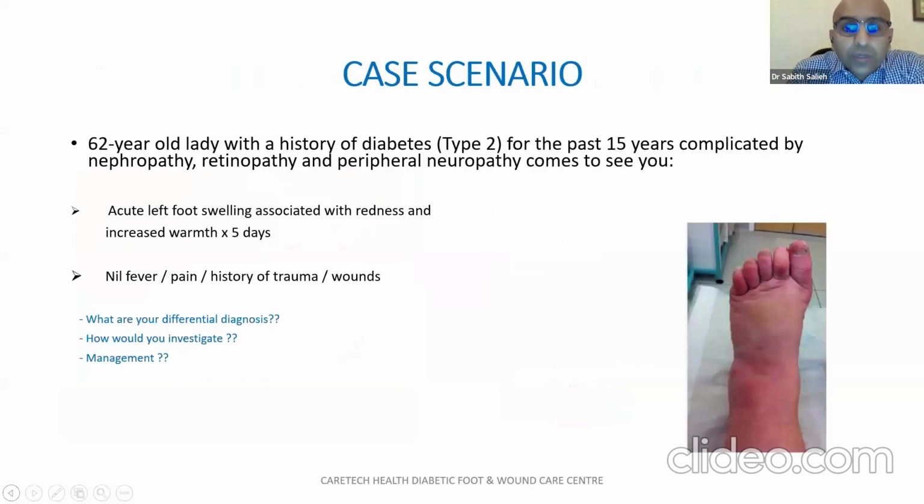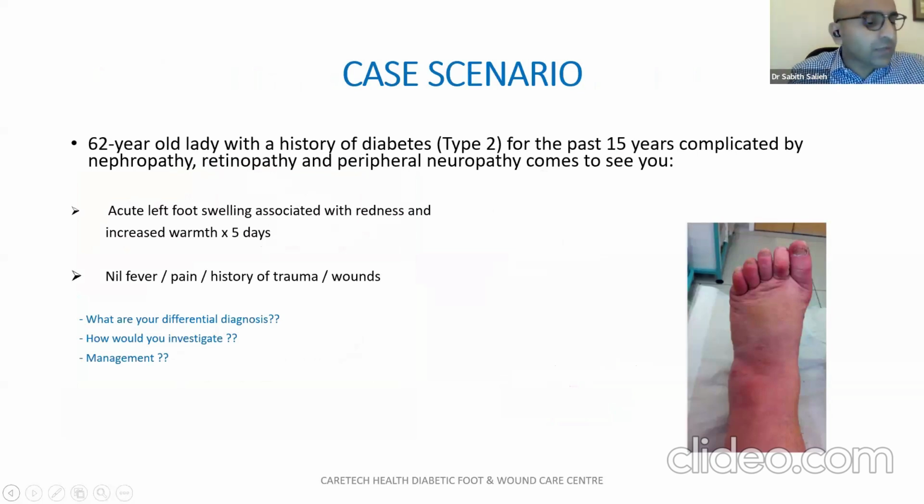Okay, so we're just going to pause for a moment for a case scenario. A 62-year-old lady with a history of type 2 diabetes for the past 15 years, complicated by nephropathy, retinopathy, and peripheral neuropathy, comes to see you, right? She complains of an acute left foot swelling associated with redness and increased warmth for a period of 5 days. There is no fever, no pain, and no history of trauma or wounds. What are your differential diagnoses?